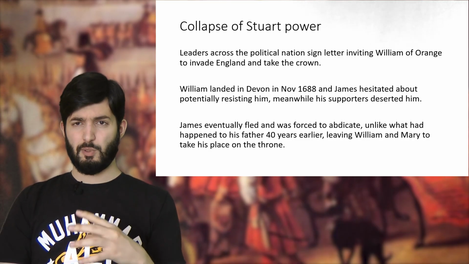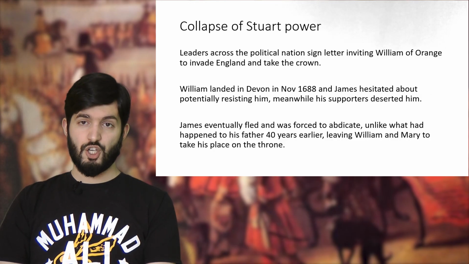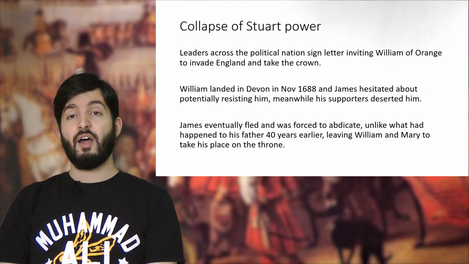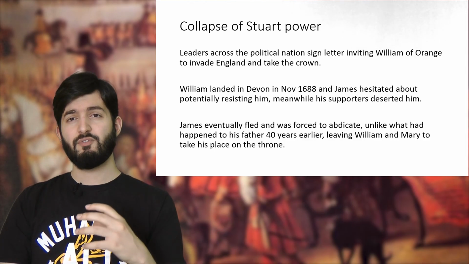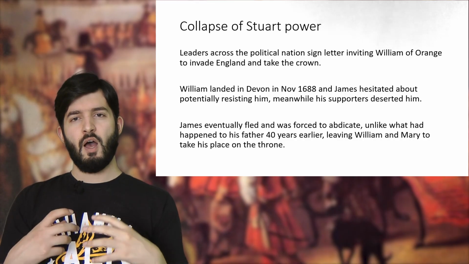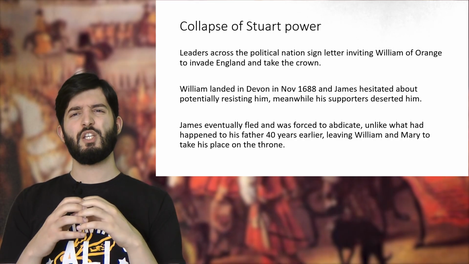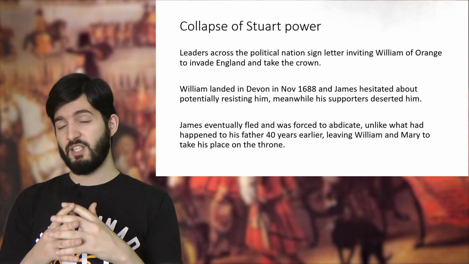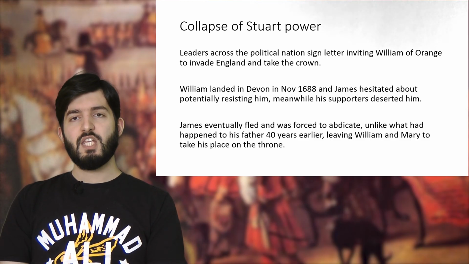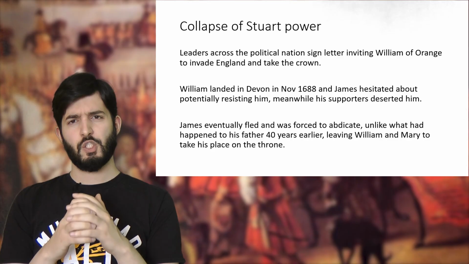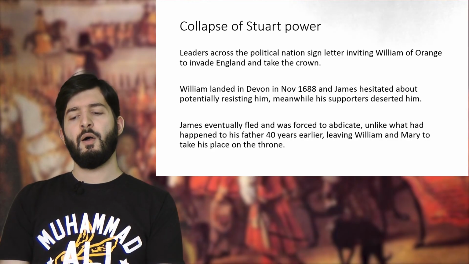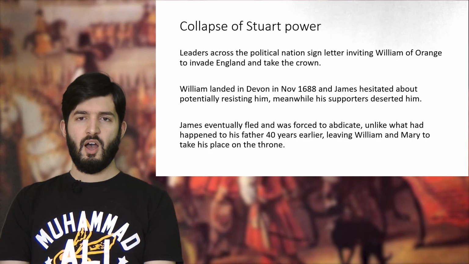And so, facing a pretty impossible situation, James essentially has to flee the country and is forced to abdicate the throne, which, unlike what happened to his father 40 years earlier, allows Mary and William to take the throne peacefully and legally and claim things in a more legal fashion. Parliamentarians had learnt their lesson of 40 years prior, and it meant a peaceful succession to the throne. And so by 1688 you have the second collapse of the Stuart monarchy, but in a rather different fashion. And that takes us through the entire narrative.